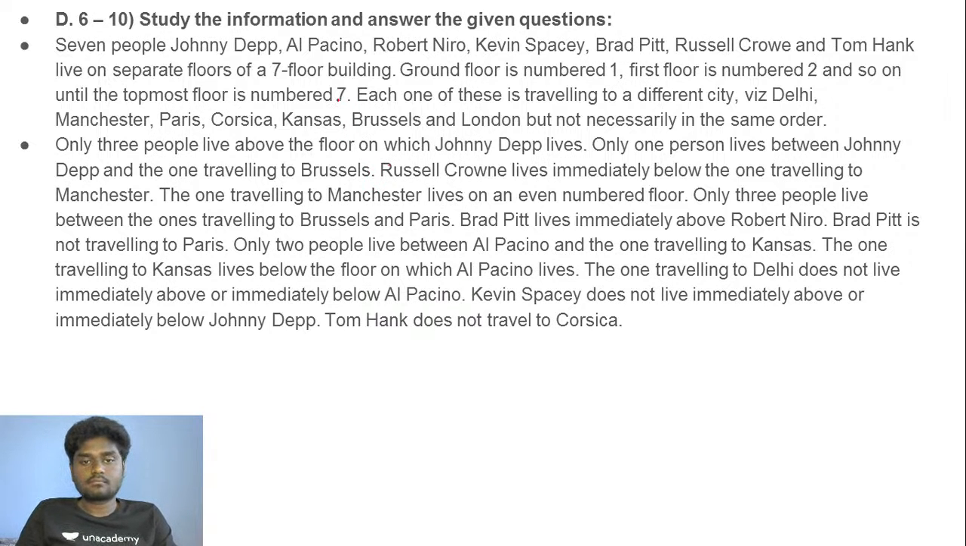Okay, so each of these is traveling to a different city, namely Delhi, Manchester, Paris, Corsica, Kansas, Brussels, and London, but they are not necessarily in the same order. Okay, and only three people live above the floor on which Johnny Depp lives. So I would say that definitely Johnny Depp will be on the fourth floor from the top.